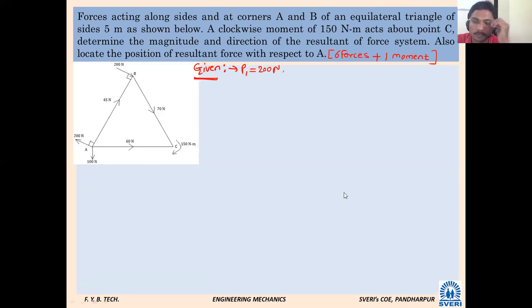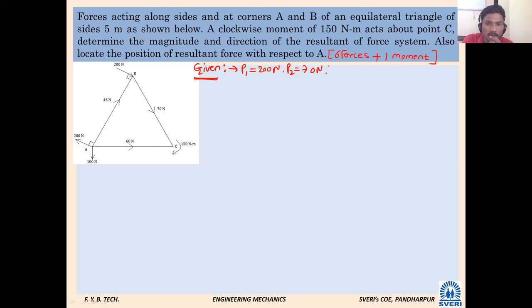Okay, let it be. Tell me forces. P1, P2, 200. I'm not listening. Something is going on outside. 70 Newton. Yes, sir. Okay, next. You speak a little loudly. I'm not getting voice.